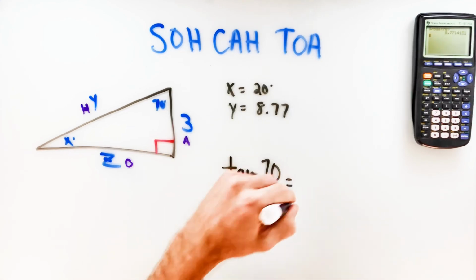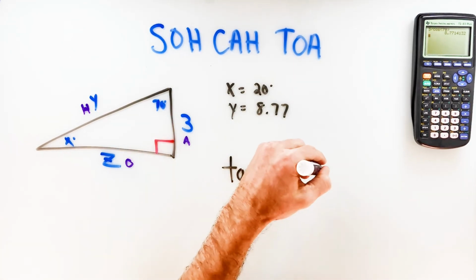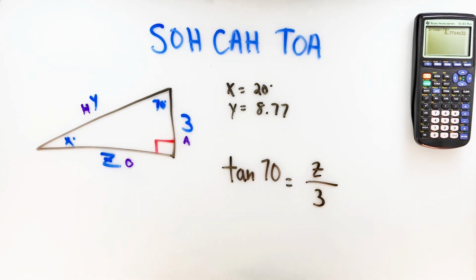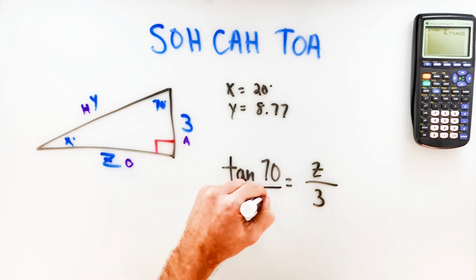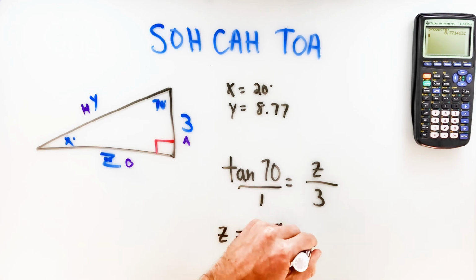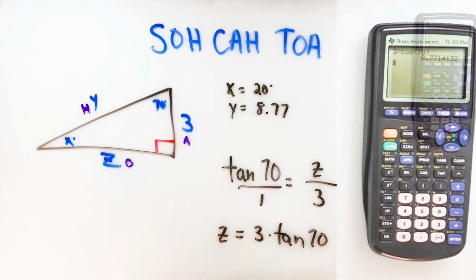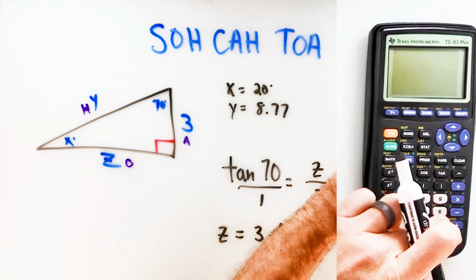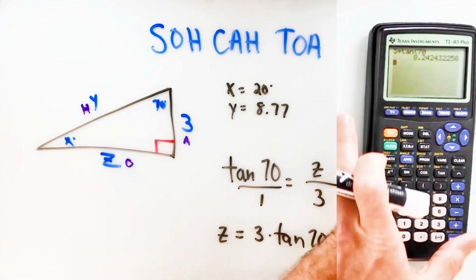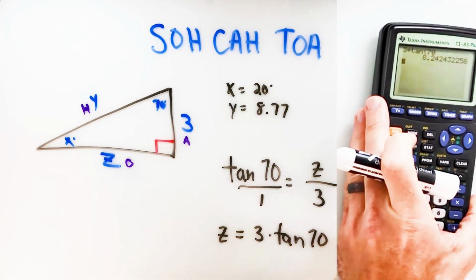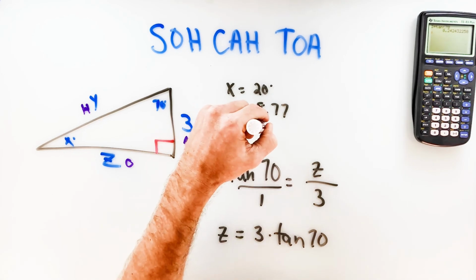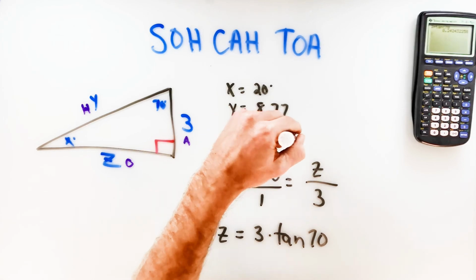Say the tangent of 70 degrees, which is the opposite leg, that's z, over the adjacent leg, which is 3. So I've got tan 70 equals z over 3. Take my cross product, I'm going to get z equals 3 times tangent 70. And I can go right to my calculator. 3 times tan 70. And 3 times tangent 70, again sticking with the hundredths place, we're going to say that's about 8.24.